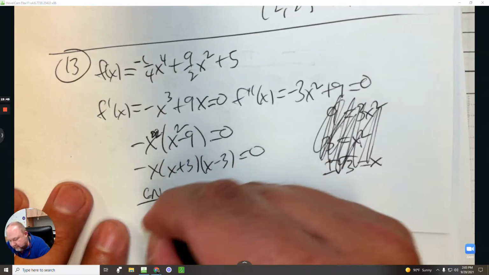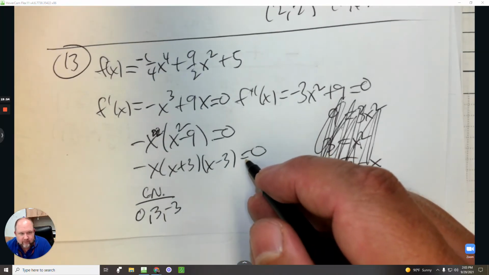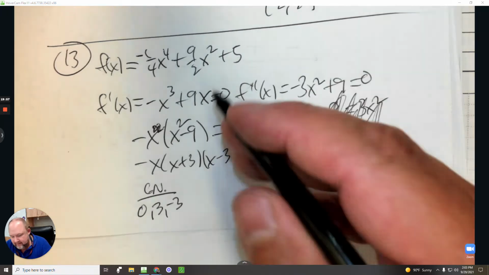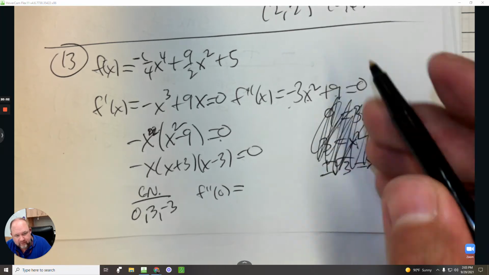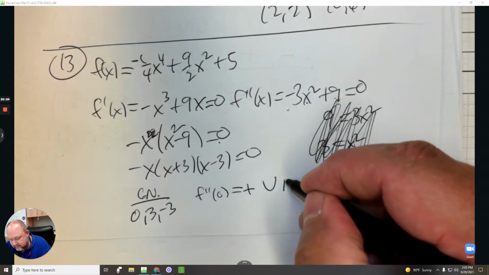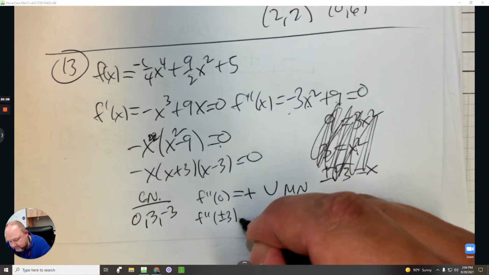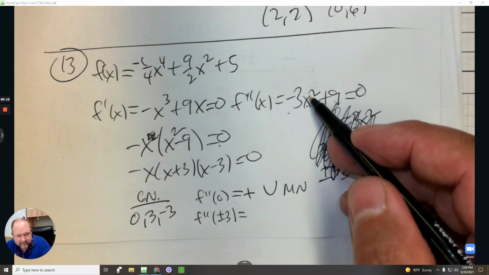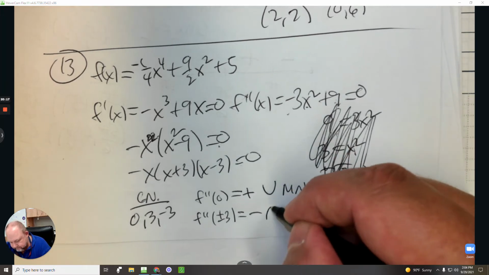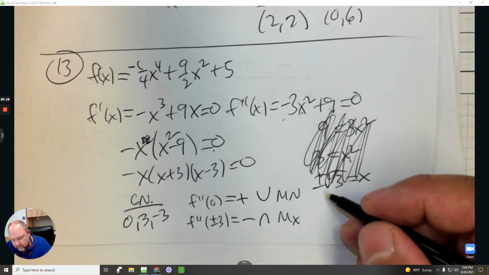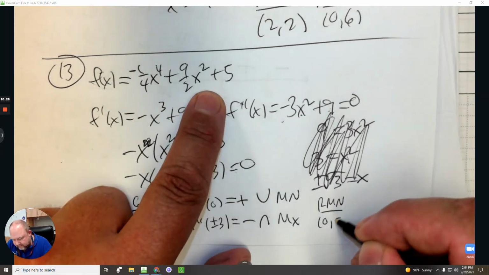So my critical numbers are 0, positive 3, and negative 3, because that's what makes the first derivative equal to 0. And then into the second derivative, I want to know if the answer is positive or negative. So 0 gives me a positive answer. Concave up, it's a minimum. 3 and negative 3, because you're squaring, they give you the same answer. And that answer is negative. So that's a maximum. So we have a relative minimum at 0.